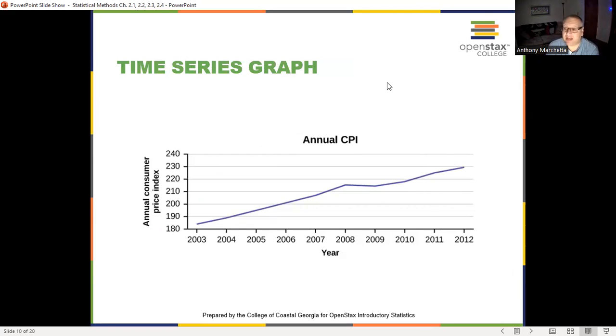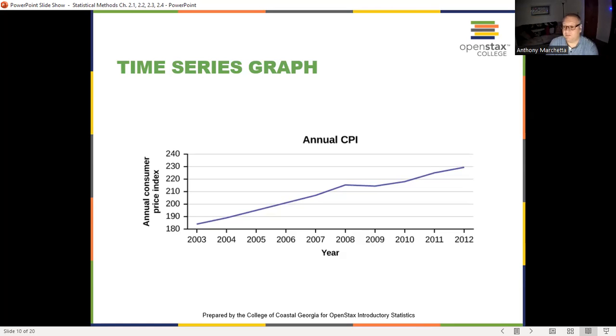And then we have something called a time series graph. A time series graph is whenever you have a situation that you're studying over time. It could be in very long intervals of time or very short intervals of time. Here you have an example of doing it over the interval of years, annually. We're going through measurements of the annual consumer price index from 2003 to 2012. That's a 9-year stretch. Every year we have a value and we plot the value, and then we see if we can make any kind of trend or prediction.